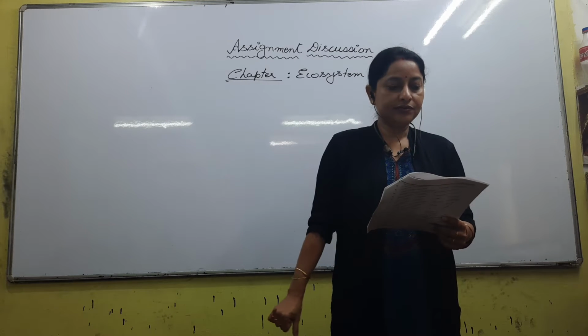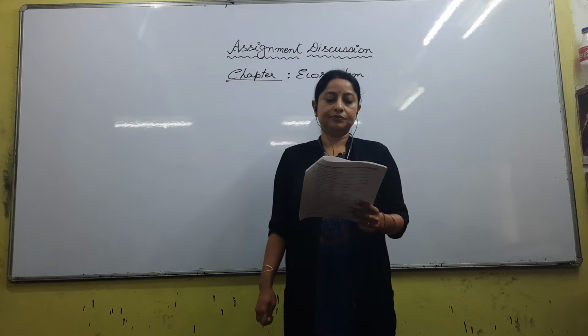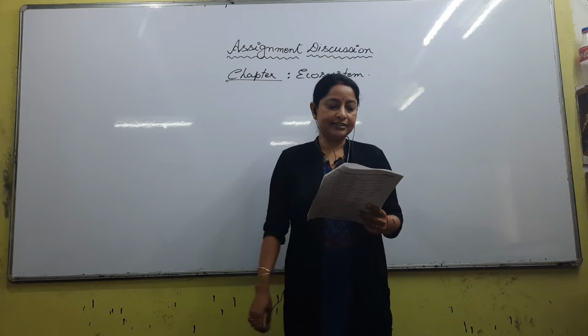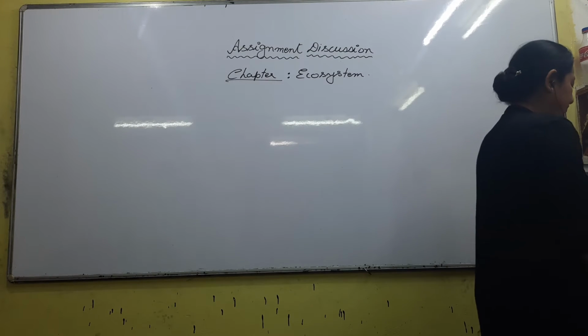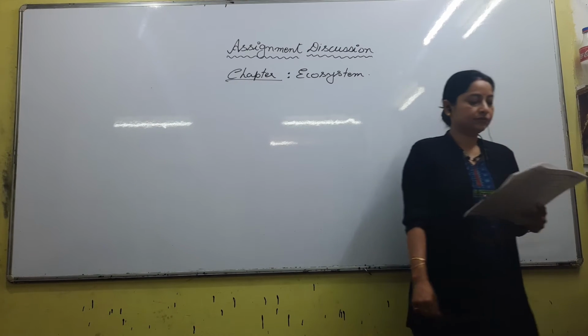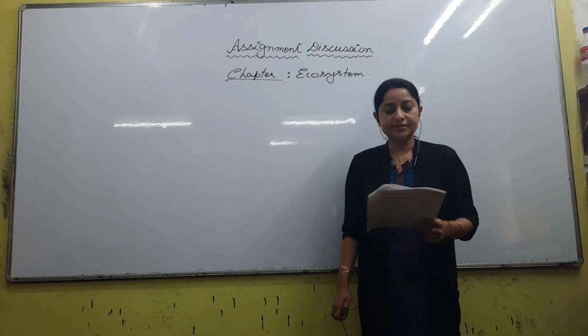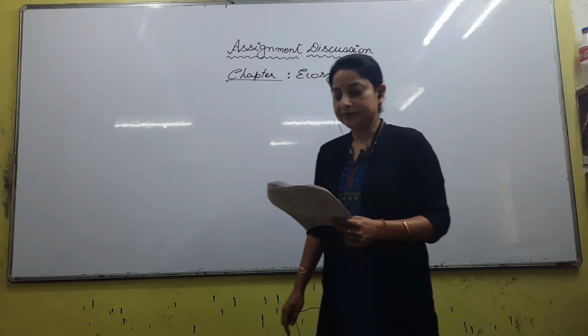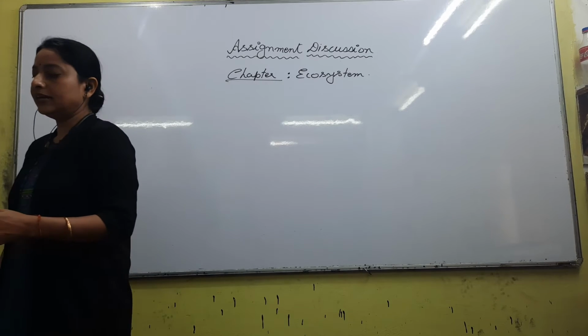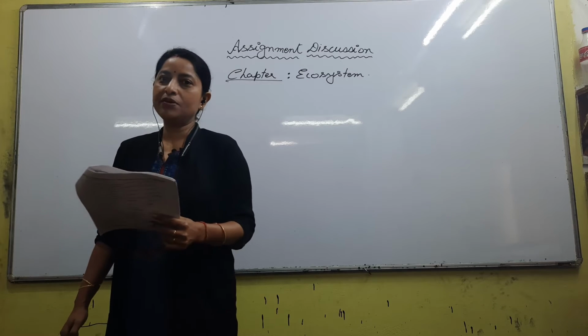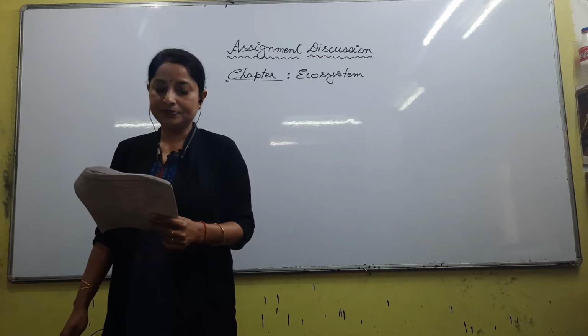Next one, gross primary productivity. Question number 30: zooplanktons. 31: desert... we always remember what? Lizard, right?